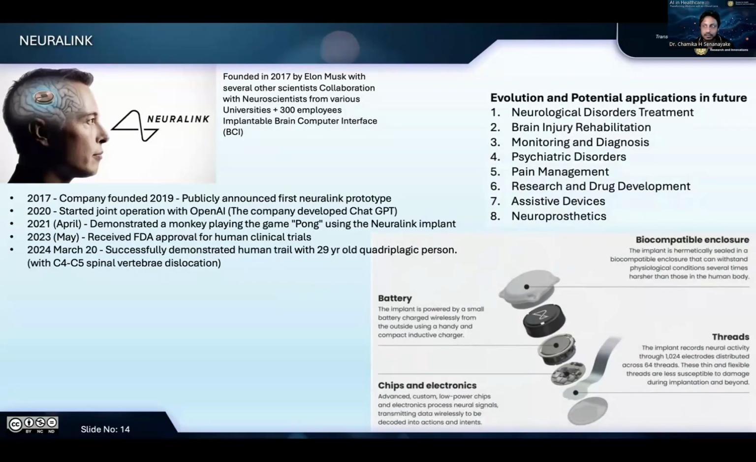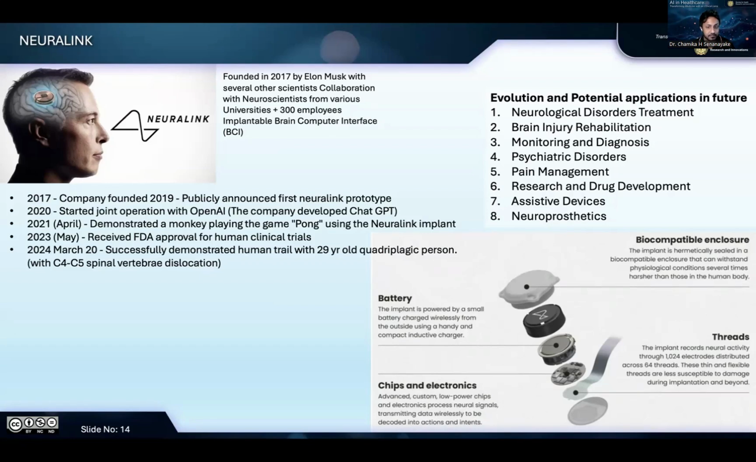So what are the potential uses? It can be used for neurological disorder treatment, brain injury rehabilitation, monitoring and diagnosis, psychiatric disorders, pain management, research and drug development, and assistive devices and neuroprosthetics like that.